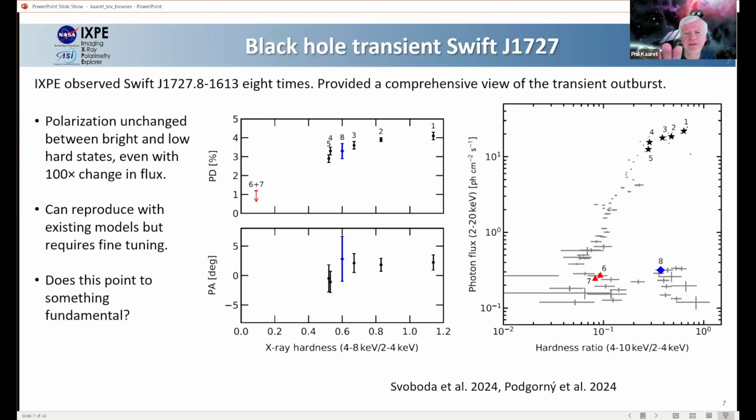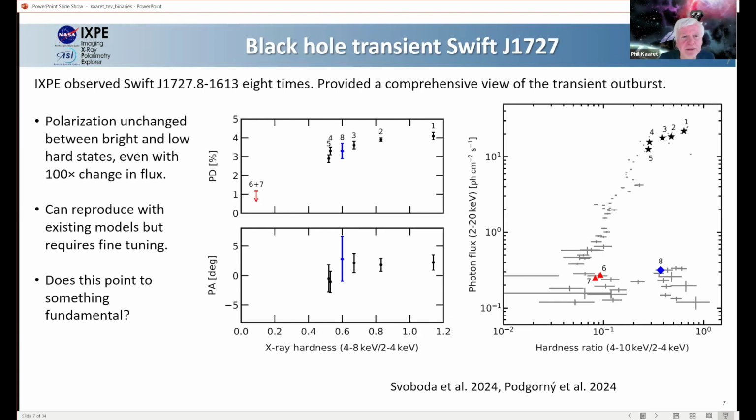And so the plots in the middle of the page show the polarization degree, PD, and the polarization angle, or what I'm calling in the other slides the EVPA, as a function of the X-ray hardness. And you can see that there seems to be a trend of decreasing polarization with decreasing hardness. And then when we go into the soft state, we get only an upper limit. So really in observations 1 through 5 and 8, the emission is dominated by the corona. And the striking thing about this is the dim hard state observation number 8 lies on exactly the same trend as the bright hard state observations, even though there's a factor of 100 change in flux between the two.